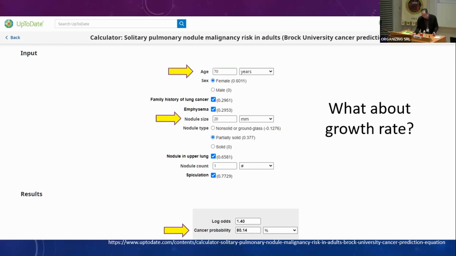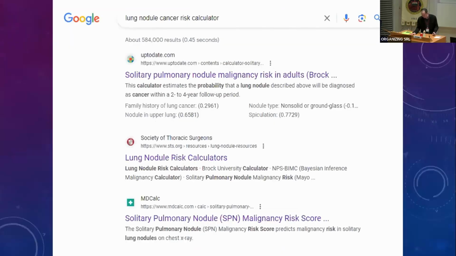So what about growth rate? You'll notice that this formula doesn't take growth rate into account, which is a very important factor when we're talking about lung cancer screening. So for that, we go back to Dr. Google and we look at the other calculators that are online.